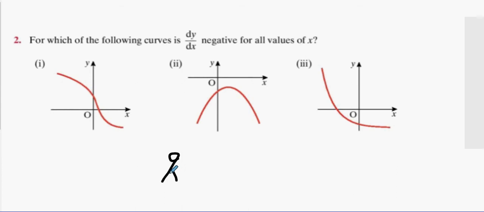Negative for all values. I think it's negative for all values here. Curves, plural. So I think it's part 1 and part 3. Because this one here, you go up and down again. And then this one, you're always going downwards. Is that alright? Cool.